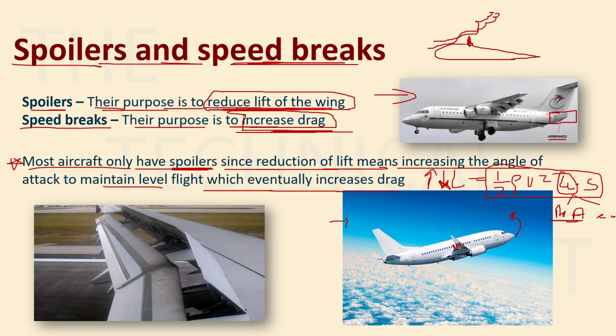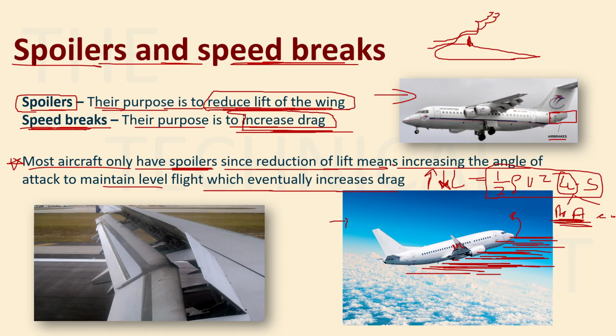So spoilers deployed, lift reduces. Now you increase your angle of attack to maintain the lift, right? So this causes what? An increase in angle of attack, and then as more angle of attack is there, the aircraft will experience a higher drag. Obviously, more angle of attack means more air will be hitting the aircraft surface. There will be more parasite drag, right? So this means there will be more drag. So just because we deployed spoilers, we had a reduction in the lift, and to compensate for the reduction, we increased the angle of attack. As the angle of attack increased, the drag increased, right? So that's why we don't need speed brakes in our aircraft.